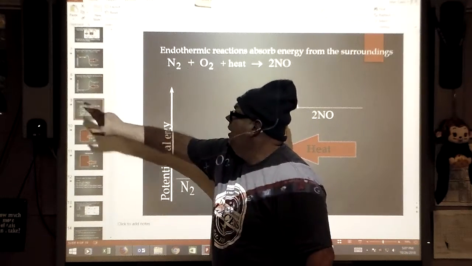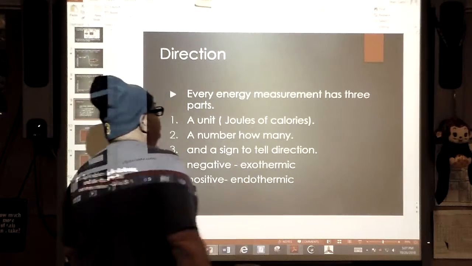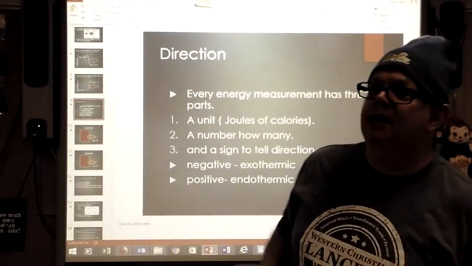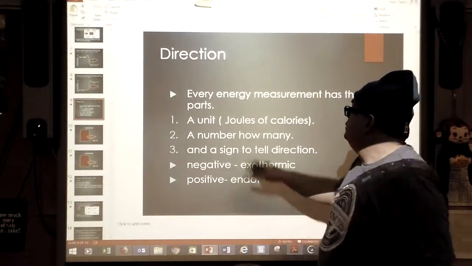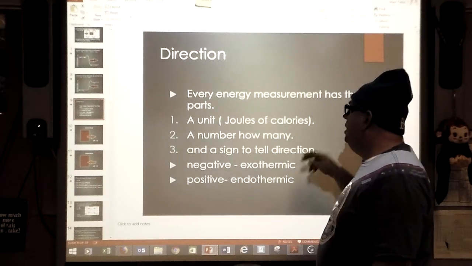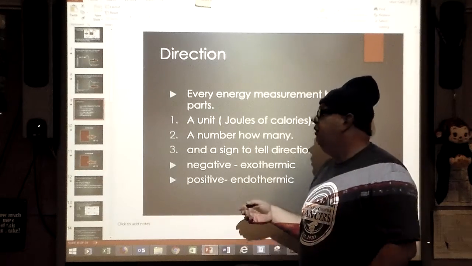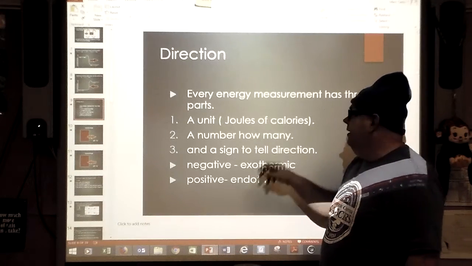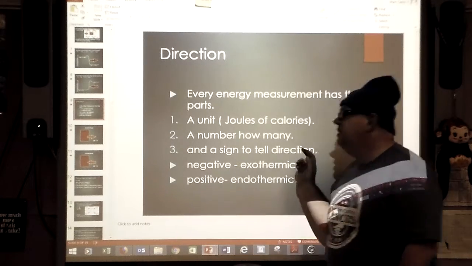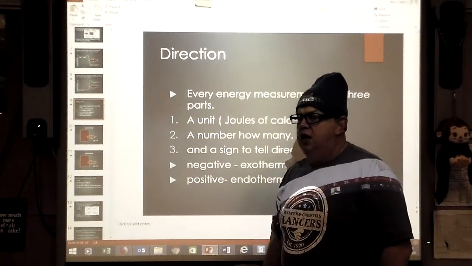Okay, let's keep going. So, direction. In other words, there's got to be a direction when we're talking about all this stuff that's happening. So every energy measurement is going to have three parts. There's going to be a unit, which could be joules or calories. It's not "of", it's "or". A number, how many? Okay? And a sign to tell which direction it's going in.